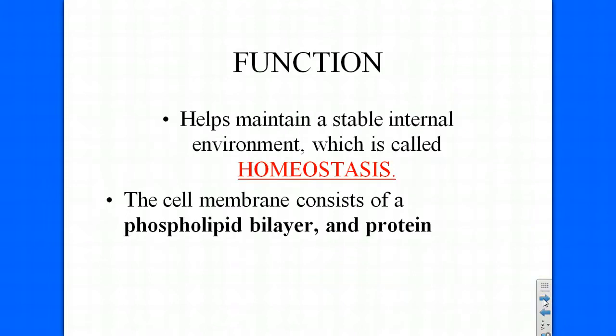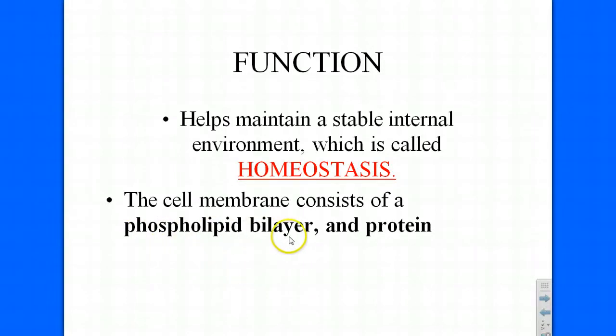So the main function of the cell membrane is to help the cell maintain a stable internal balance, which we know as homeostasis. That's its main goal. So how does it do this? Well, in order to understand how it does it, we need to understand a little bit about the chemical composition of the cell membrane.